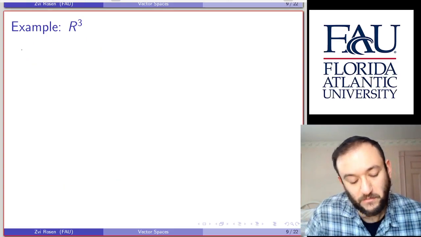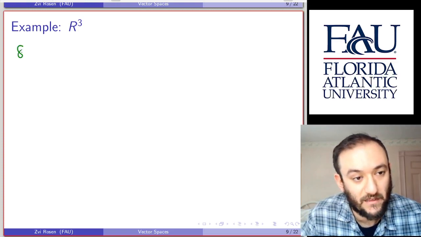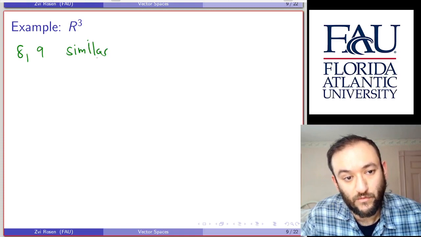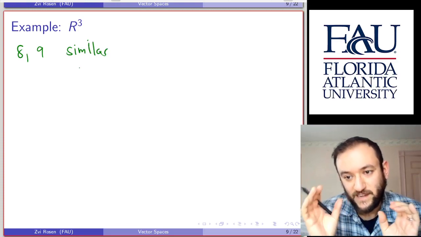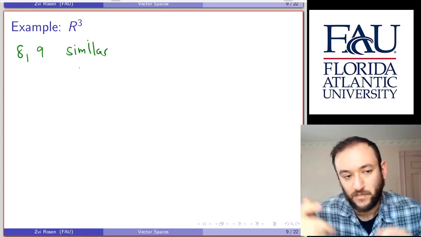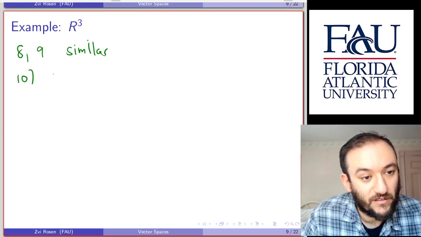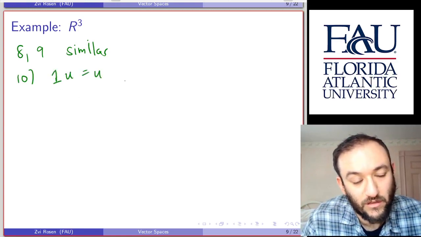Okay, and you can show similar equalities for 8 and 9. Basically, you follow the operations on the left-hand side of the equation, follow the operations on the right-hand side of the equation, and you show you end up at the same place. As for 10, we just want to check that 1, the real number 1, times u is equal to u.